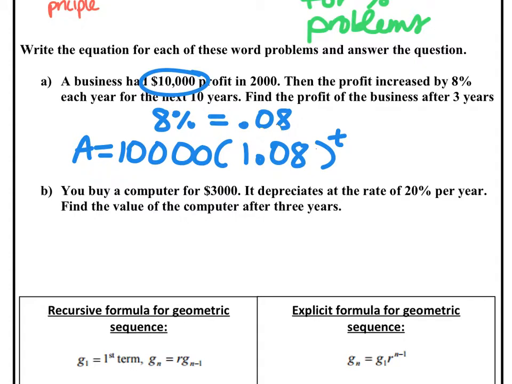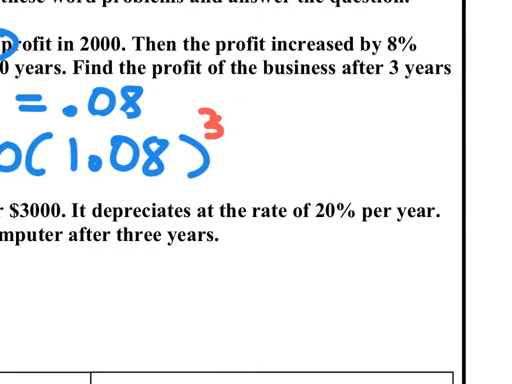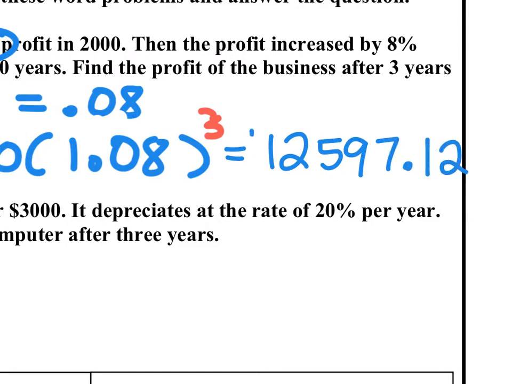The question asks us to find the profit after 3 years. So we're going to change our time to 3 and evaluate. So you're going to put this in your calculator: 1.08 to the third times 10,000. When I put that in my calculator, I get that the profit is $12,597.12 after 3 years.